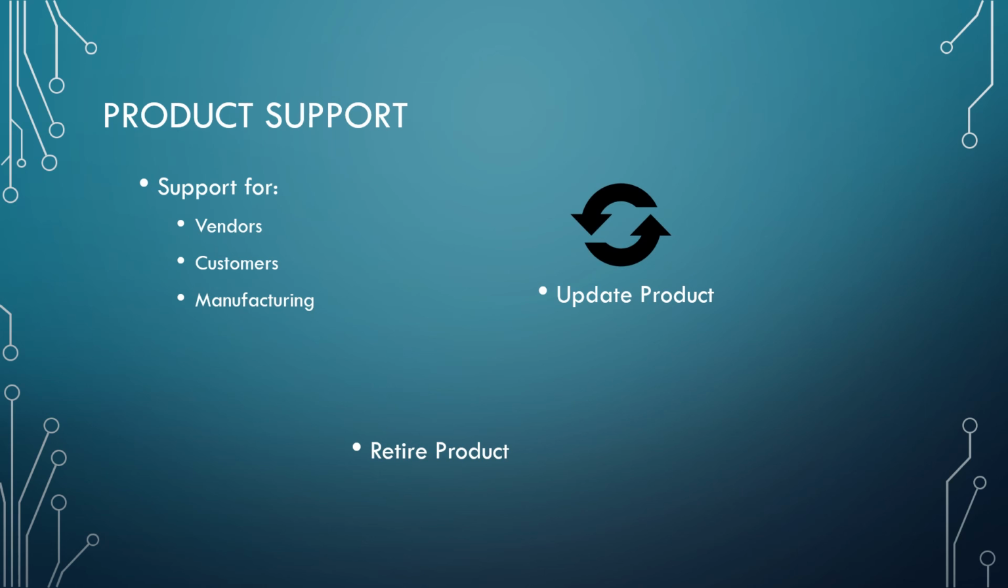Next, we're going to want to update the product. You can't always catch all the problems, and also the market changes. Something might change that might require us to change something on our product, so we want to be able to update the product while it's out. And sadly, at some point, we are going to have to retire the product, so you do need to be ready to effectively retire your product.